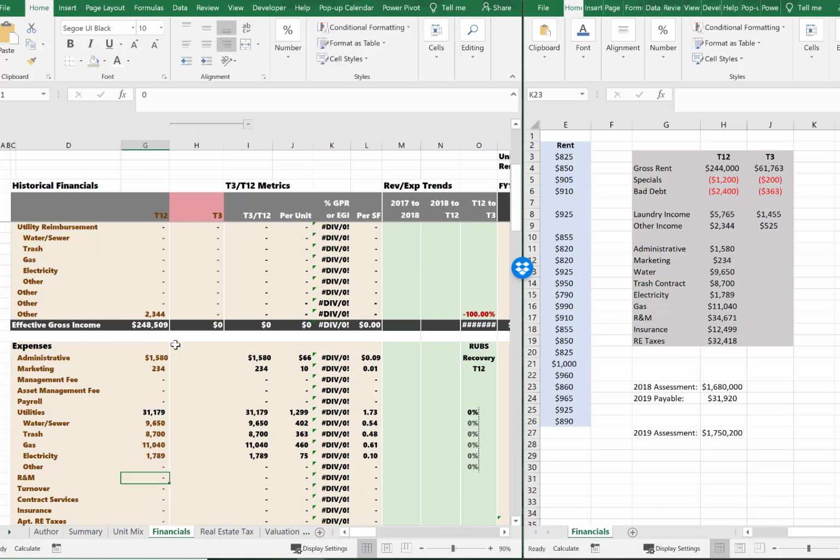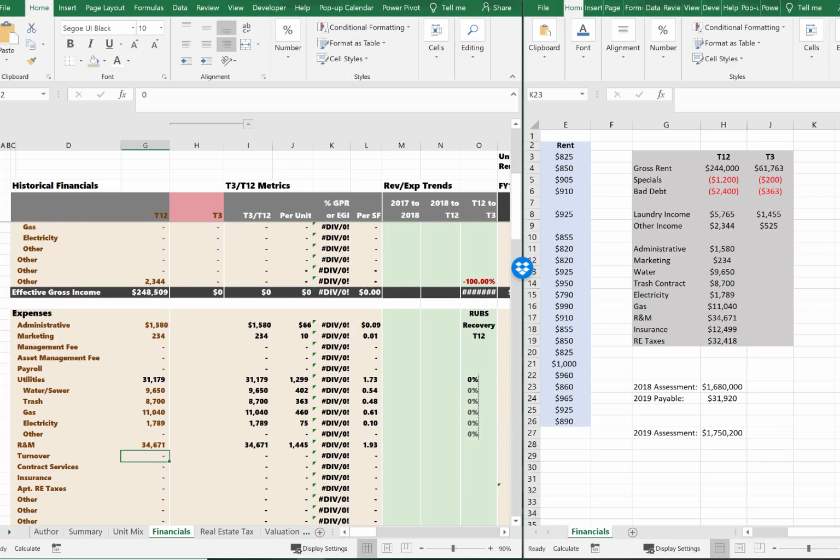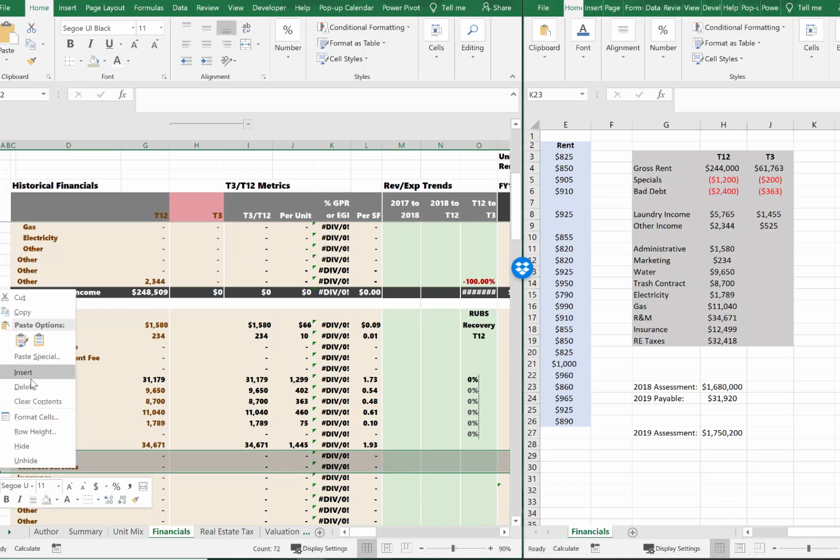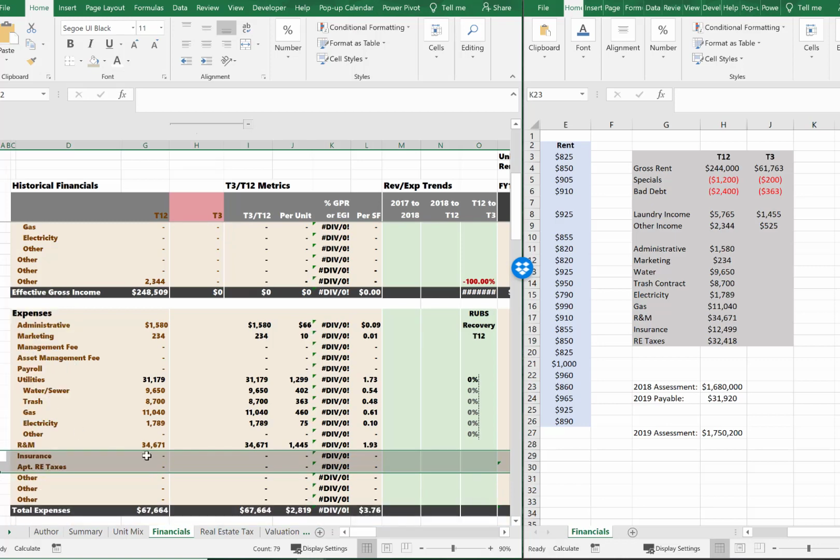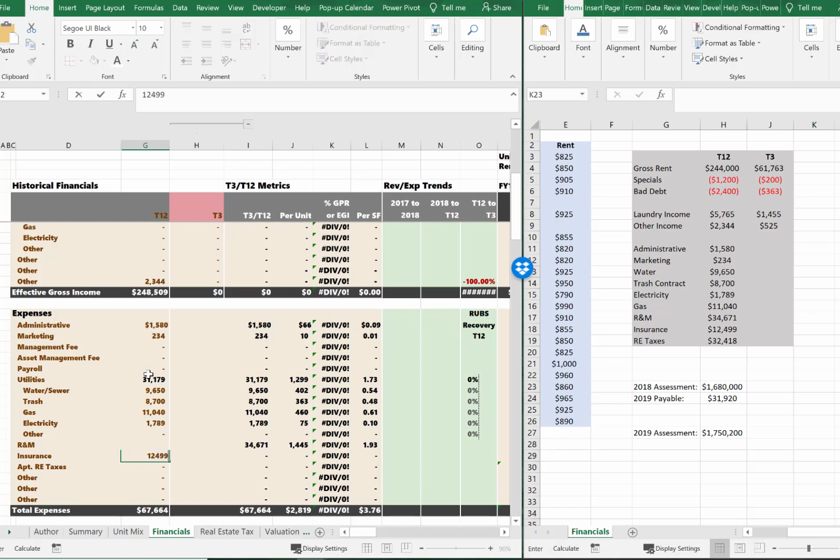R&M is just a combination of typical repairs, contracted services, turnover, supplies, things of that nature. I just grouped it all together. $34,671. Because turnover and contract services are all in R&M, I'm just going to delete those for now. On a more sophisticated deal that had more detailed financials, I would break those out so I have a good idea of how the R&M is truly allocated, but this is just meant to be a quick exercise. Insurance, $12,499, and then apartment real estate taxes, $32,418.